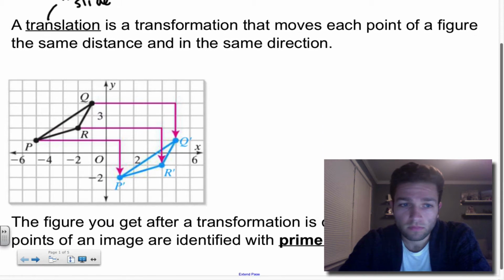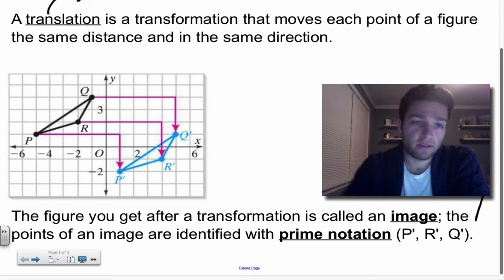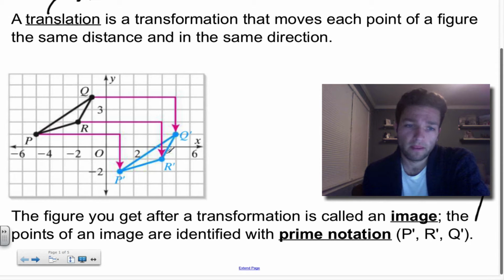The figure you get after any type of transformation, whether it's a translation or any other kind of transformation that we do, is called an image. So the black figure here is your original, and the blue figure is the image. We talked about image last chapter a little bit.